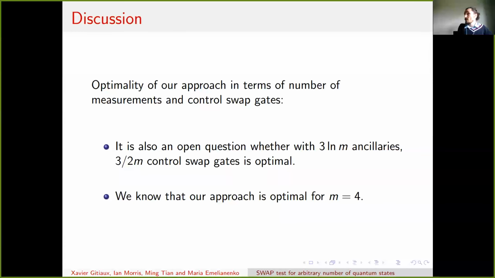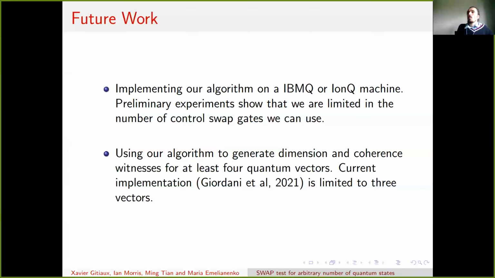We're working right now on a real machine for m control swap gates, and we have not yet been able to make it work. So we have a result for any m, but we are right now working on a much smaller number of vectors because it's tricky to implement. And what do we plan to do later on? Implement on a machine, find a machine that can actually handle even a small number like m equal 4, and do some application of that type of method. So that's all I have for you.